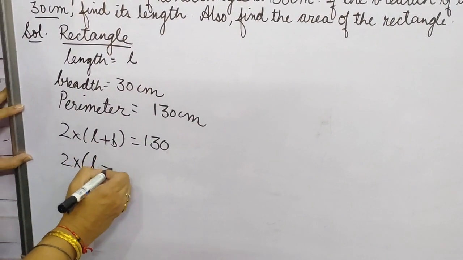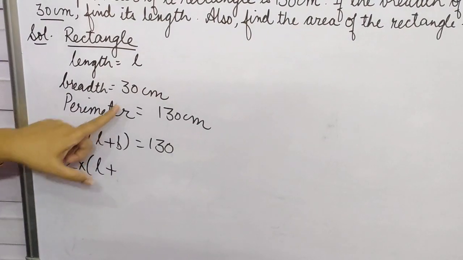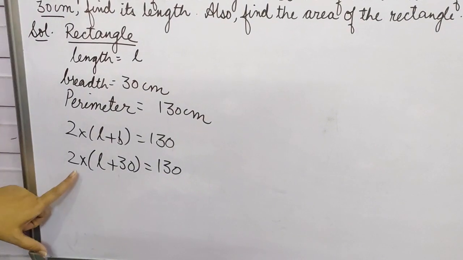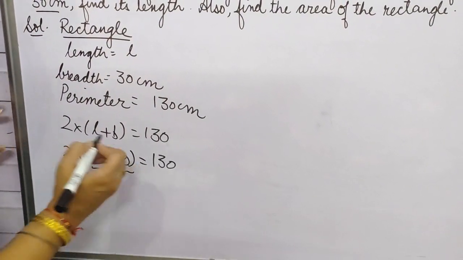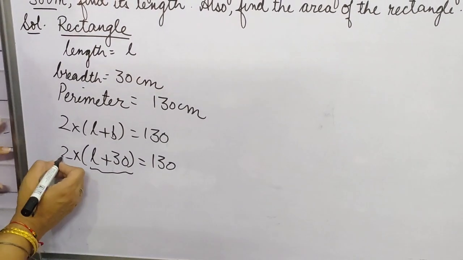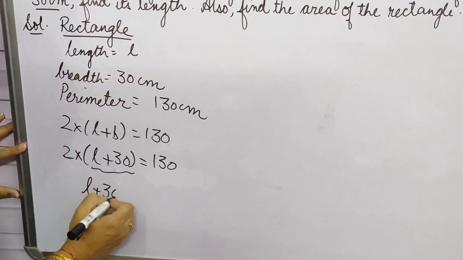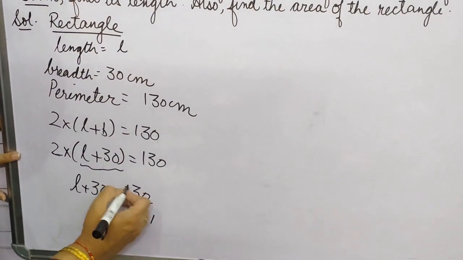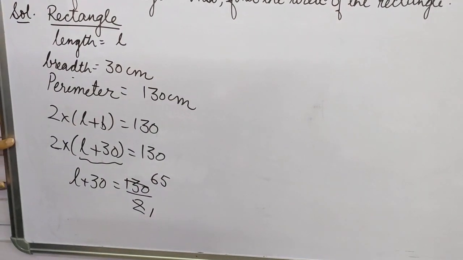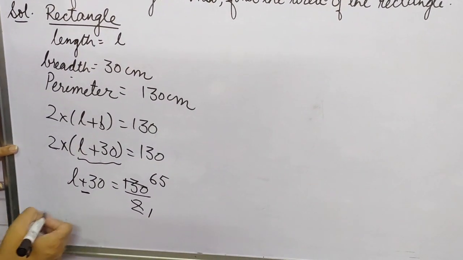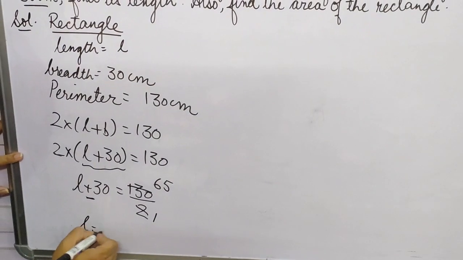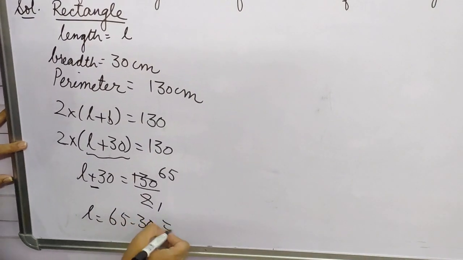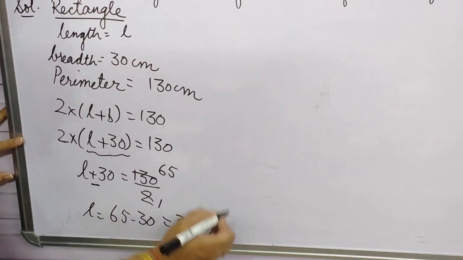L we don't know. Let this remain as L only, and instead of breadth let us put 30. Now 2 is in multiplication with this whole bracket. When 2 goes to that side, it will go in division. So we are left with L plus 30 is equal to 130 divided by 2. Let us divide this by 2. So it comes out to be 65. Now 30 is in addition. When it goes to that side, it will be subtracted. So it is 65 minus 30, equal to 35 centimeter.